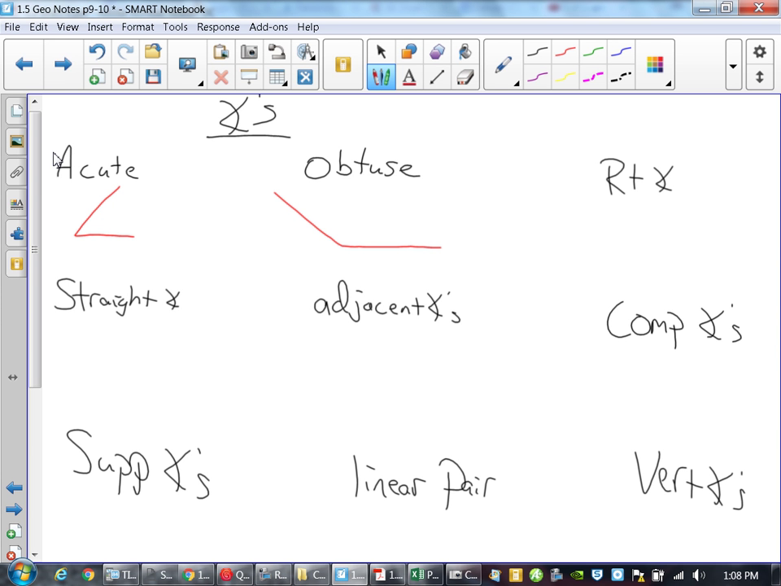When you draw a right angle, what do you have to do? What's that? 90 degrees, but what do you have to put on there? That little square, yeah. Whenever you have a right angle, you got to make sure you label it with that. That's all you have to put. And then you know it's a right angle.